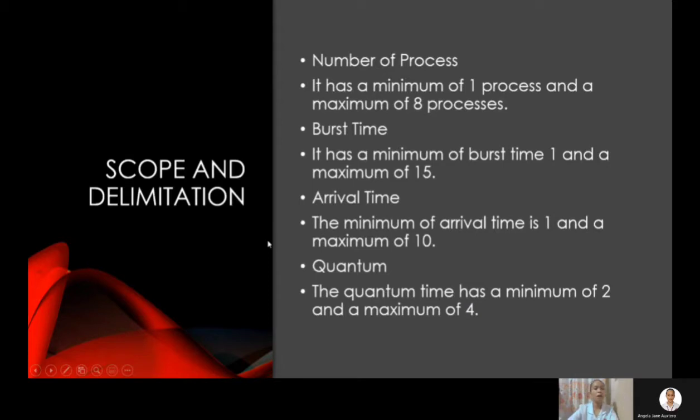Hi everyone, I am Angela and I'm going to report about the scope and the limitation of our program. For the number of processes of our program, we have a minimum of 1 process and a maximum of 8 processes. For the burst time, we have a minimum of 1 and a maximum of 15. For the arrival time, we have a minimum of 1 and a maximum of 10. And for the quantum time, we have a minimum of 2 and a maximum of 4.